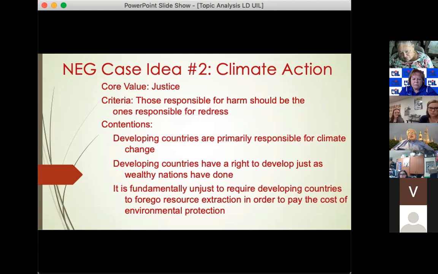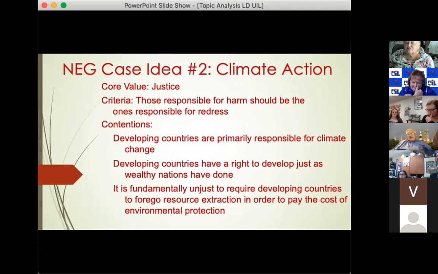So that first contention is worded wrong there. It should say developed countries, the big countries, are the ones primarily responsible for climate change. Developing countries have the right to develop just as wealthy nations have done. So to tell developing countries, you have no right to use the resources that are contained in your country because we're too worried about climate change, that's essentially an effort to just lock in the status quo, to say, okay, we're ahead of you. We got ahead of you by using all of our coal and our oil, and we want you to stay just where you are. We don't want you to extract any of your resources, because if you do, you're going to drive climate change.